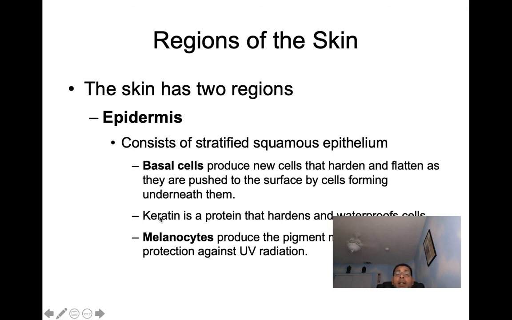We'll see here keratin is going to be a protein that's going to harden and waterproof our cells. And we have melanocytes that are going to produce the pigment melanin, which is going to protect us against UV radiation.